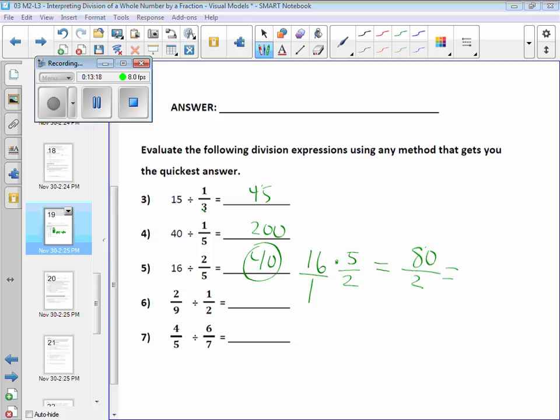Not really. Okay, so let's go backwards. Do you see why I have 16 over 1 here? Do you see why dividing by 2/5 is the same as multiplying by 5 over 2? That's what we mean by reciprocal. You have to turn the second fraction upside down. When you do that, it's going to create 16 times 5 is 80, and 1 times 2 is 2.